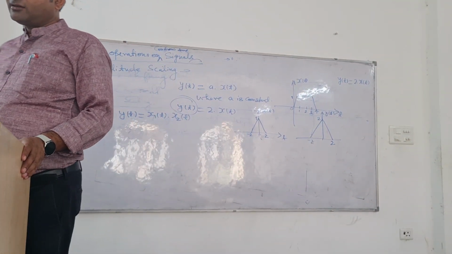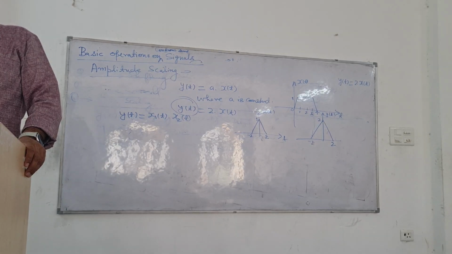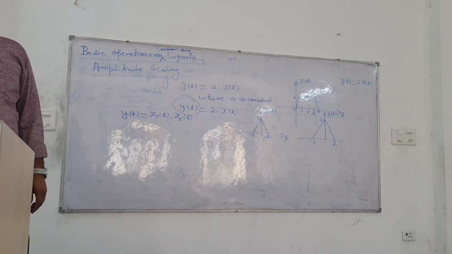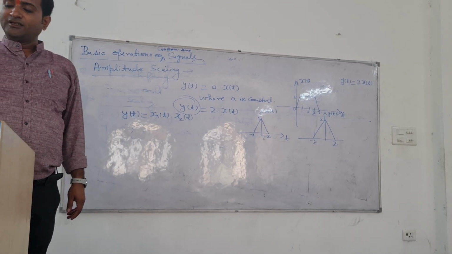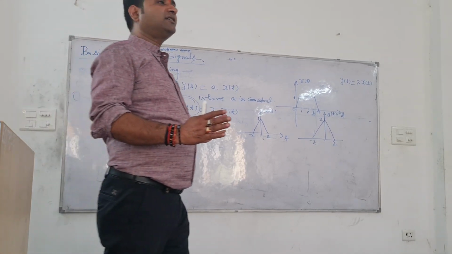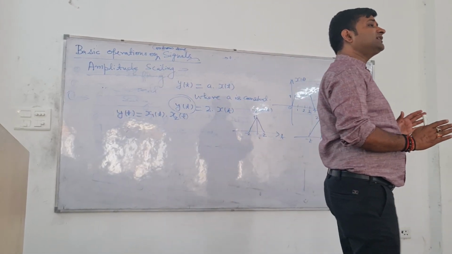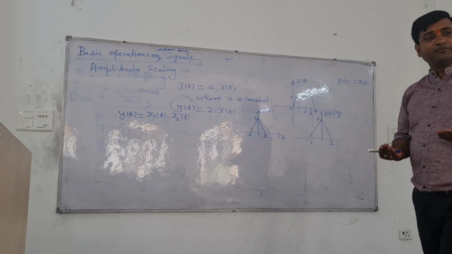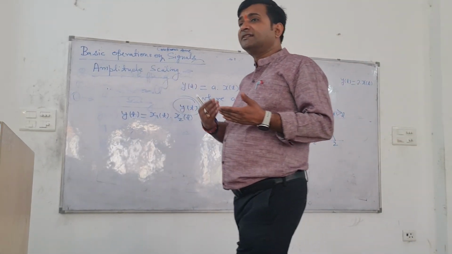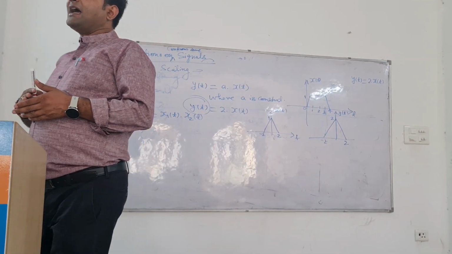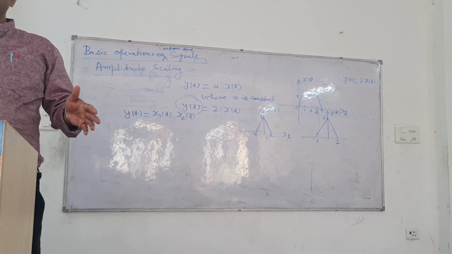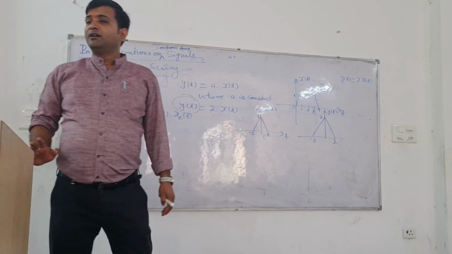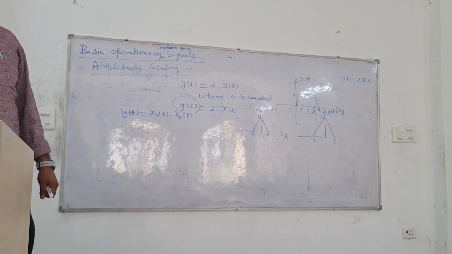Basic operations on discrete time signals. Similar concept, but the signal notation and signal behavior are changed. Signal representations are changed. You have represented in a discrete manner. The x-axis is discretized, meaning you have taken integer values. The t is replaced by n.